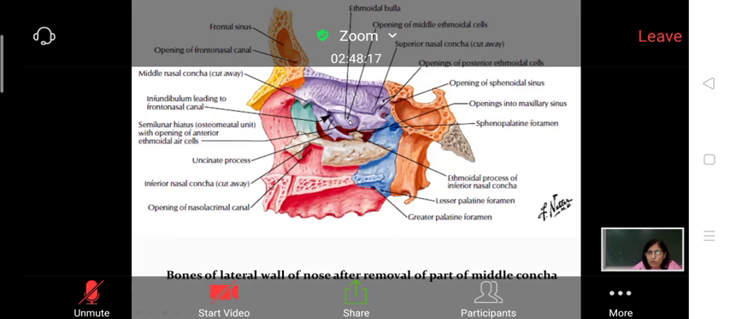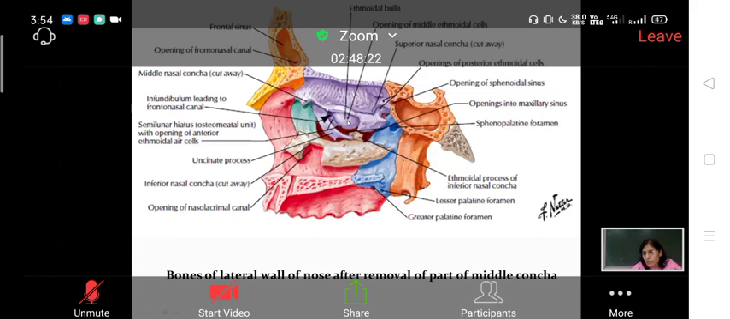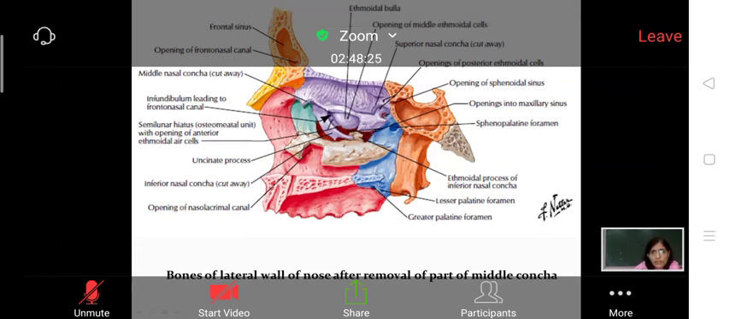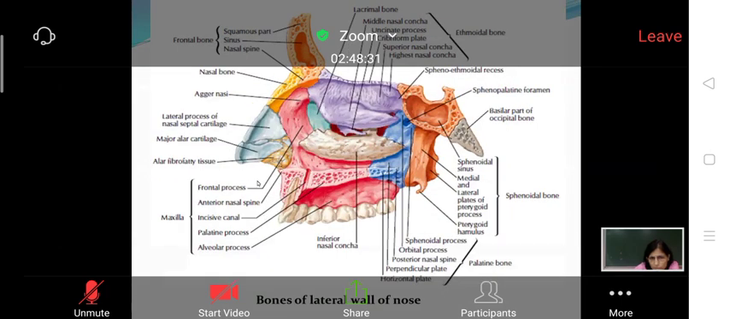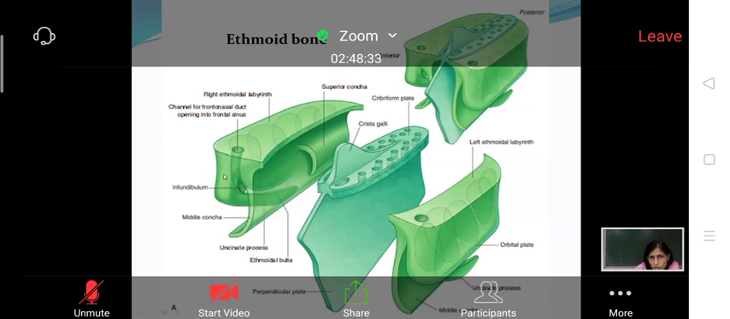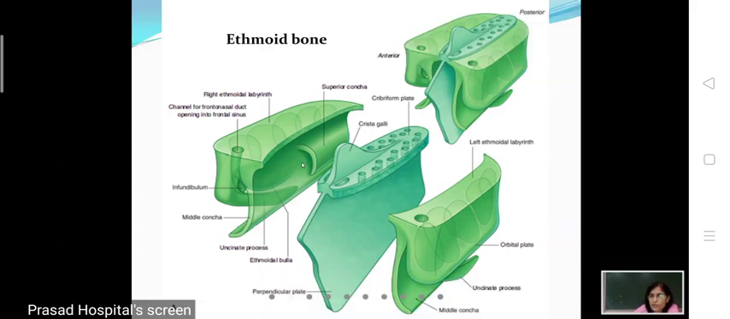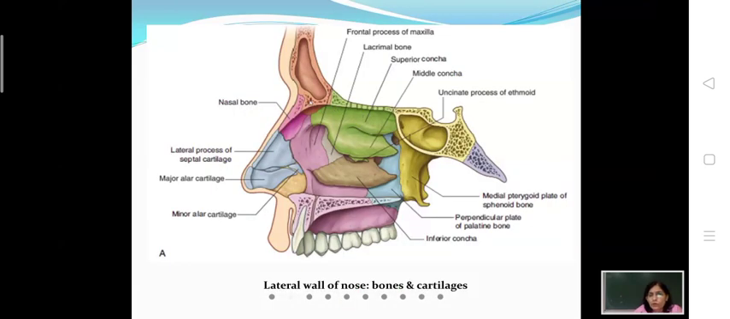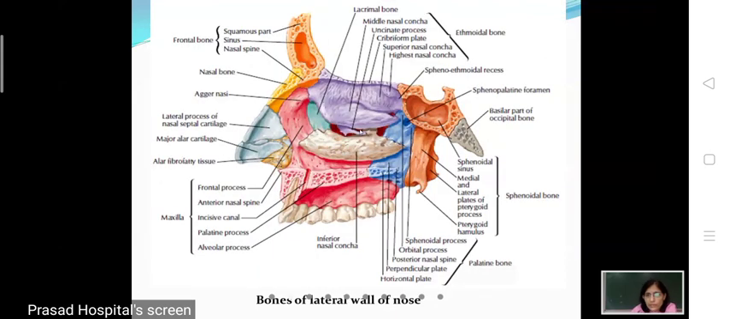So this bulla can only be seen after removal of the middle concha. Otherwise, it is covered by the middle nasal concha, as you can see here. This is the middle nasal concha, and उसके अंदर आपको ये जो शैडो में दिख रहा है, इस शैडो के अंदर जो दिख रहा है, this is the ethmoidal bulla. This ethmoidal bulla is due to the presence of middle ethmoidal air cells and can only be seen after removal of this middle nasal concha. So here it is shown. Okay.